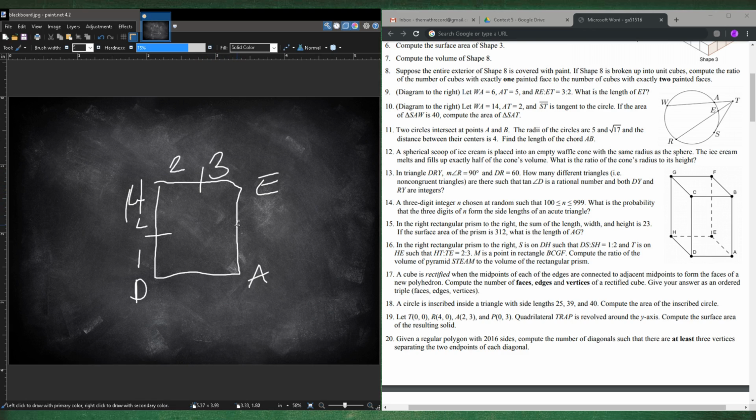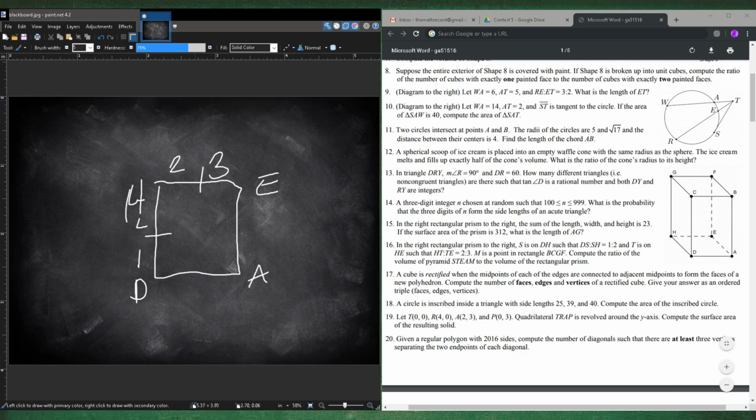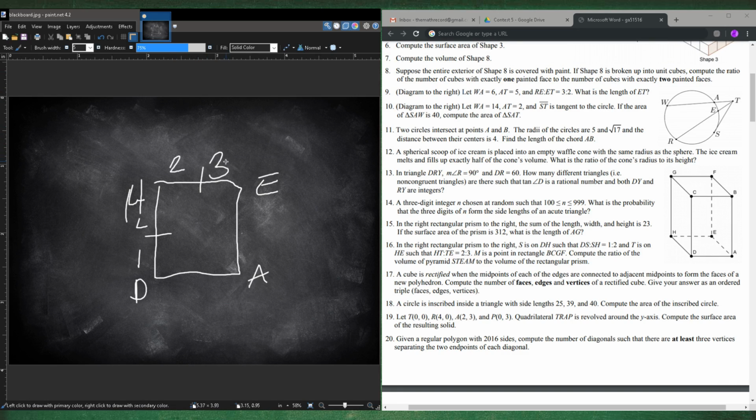So we have M, a point on BCGF. Okay, so the point is on the top face, so we're going to make a pyramid. Compute the ratio of the volume of the pyramid STEAM to the volume of the rectangular prism. So STEA and M is on top, so you're making this shape.